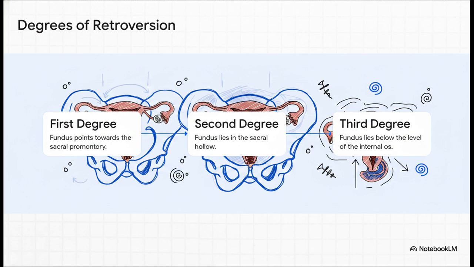So clinically, we grade retroversion in 3 degrees, and it's all about how far back the fundus has gone. In the first degree, the fundus is just pointing back towards the sacral promontory. In the second degree, it's dipped further down and is lying in the sacral hollow. And in the third degree, which is the most severe, the fundus has actually dropped below the level of the internal os of the cervix.